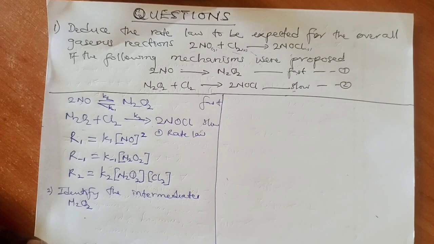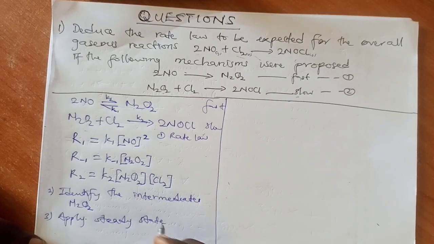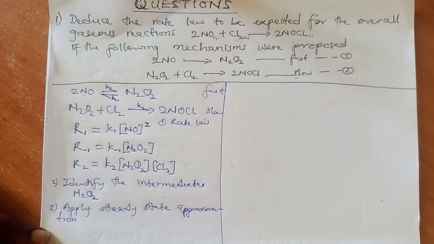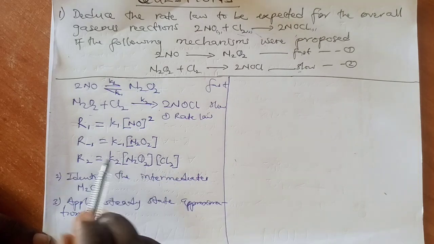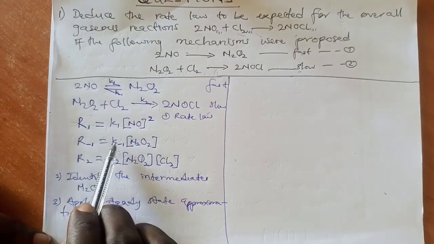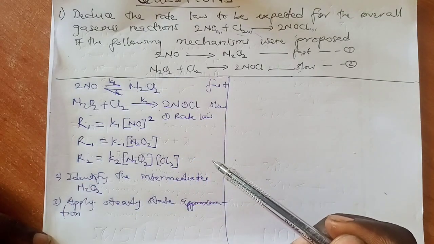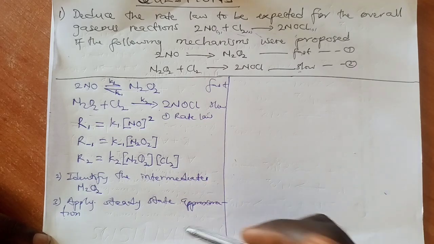Having gotten your intermediate, the next thing is to apply the steady state approximation. I have explained the steady state approximation in my previous video, so I will not be going into that now. In applying it, you are simply equating reactions together so that you can make your intermediate the subject of the formula. In short, that is the reason why you are applying the steady state.